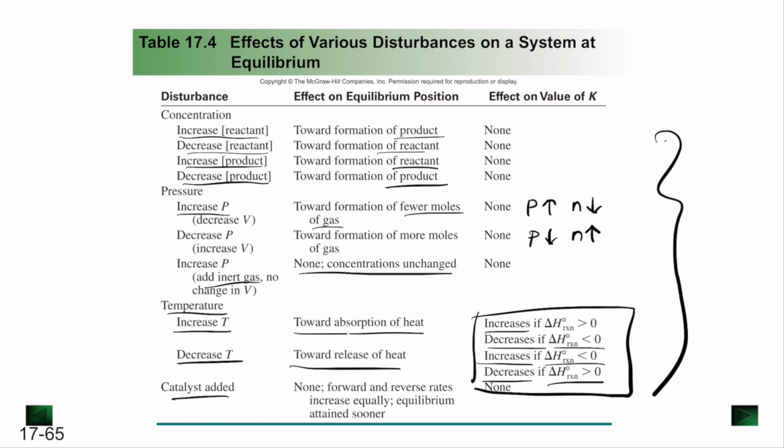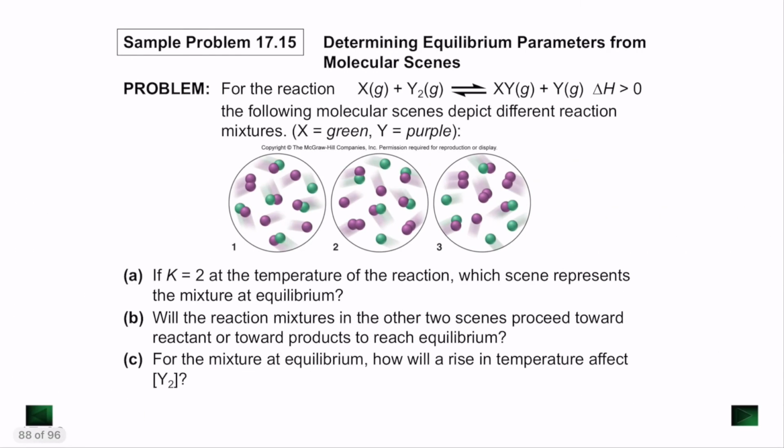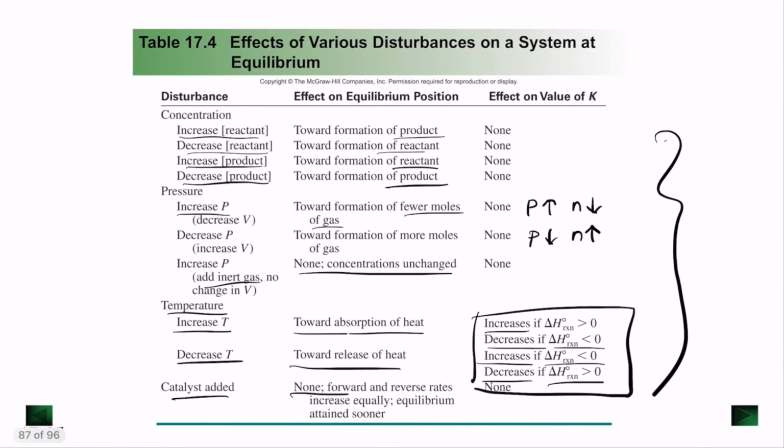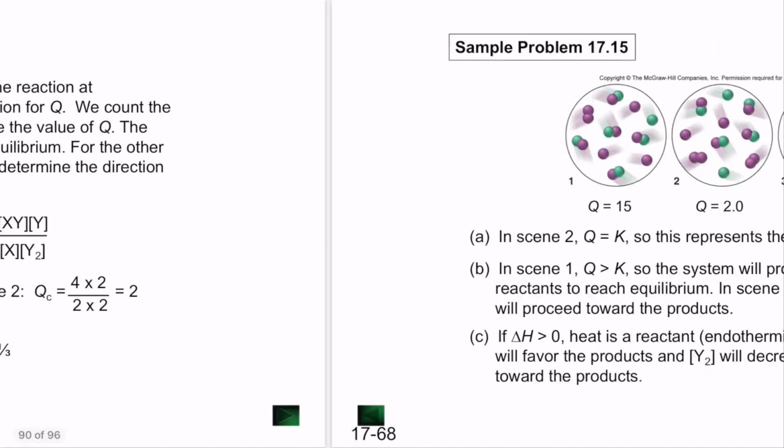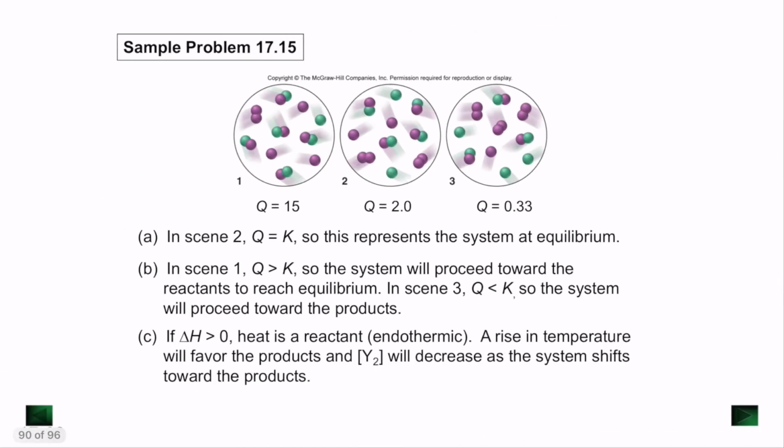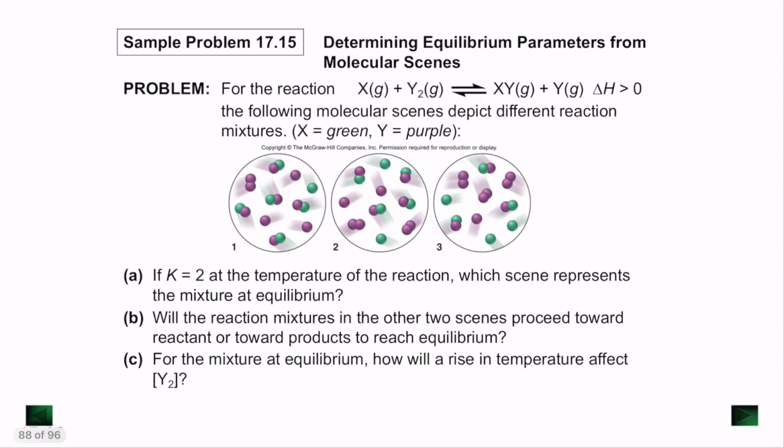Finally, catalysts do not have any effect on the equilibrium position. They only change the forward and reverse rates of a reaction. The only thing a catalyst can do with equilibrium is help the reaction achieve equilibrium sooner. So pause the video right here and use the principles that we discussed to try to solve this problem.